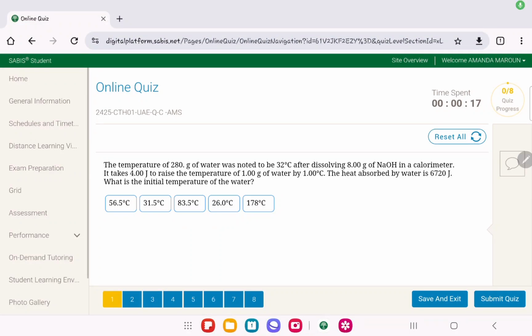Hi guys, so today I'll be explaining the chemistry quiz for term 1 week 2.